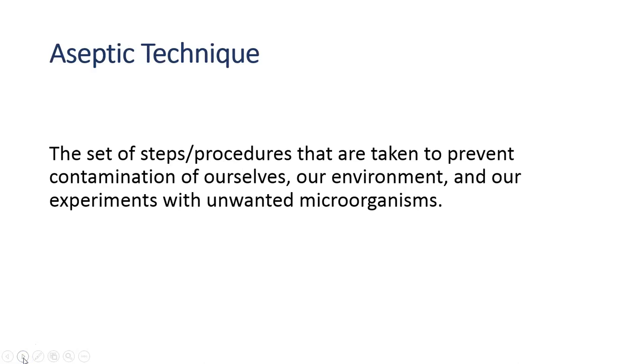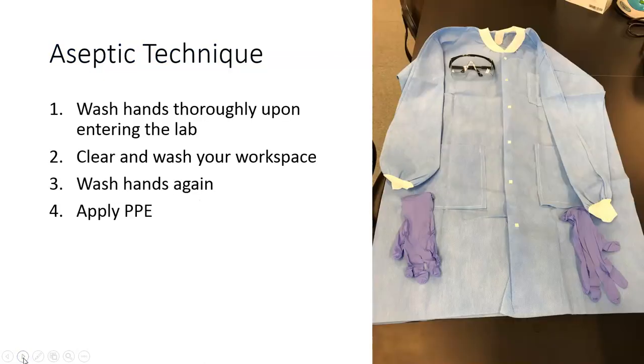Aseptic techniques are the set of steps and protocols that we use in the laboratory to prevent contamination of ourselves, our experiments, and our environment with unwanted microorganisms. These protocols begin pretty much when you come in the lab and you put your book bag and your coat away, either in a cubbyhole or by hanging them on the wall. A clean and uncluttered work surface is essential to a good aseptic technique. So we want to make sure that all of our materials are put away and we have a clean work surface to do our experiments on.